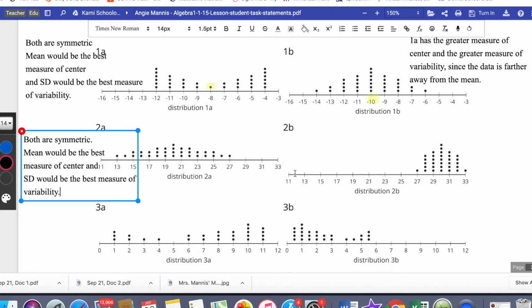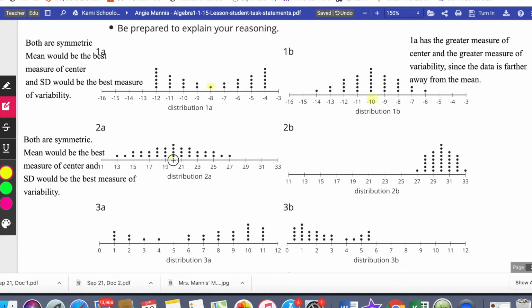And then we've got to determine which one has the greater measure of center and which one has the greater measure of variability. So let's look. Our mean for this one would be 20. So it'd be right here in between 19 and 21, so it'd be 20. And then our mean for this one would be 30, right in between 29 and 31. So 2B has a greater measure of center.